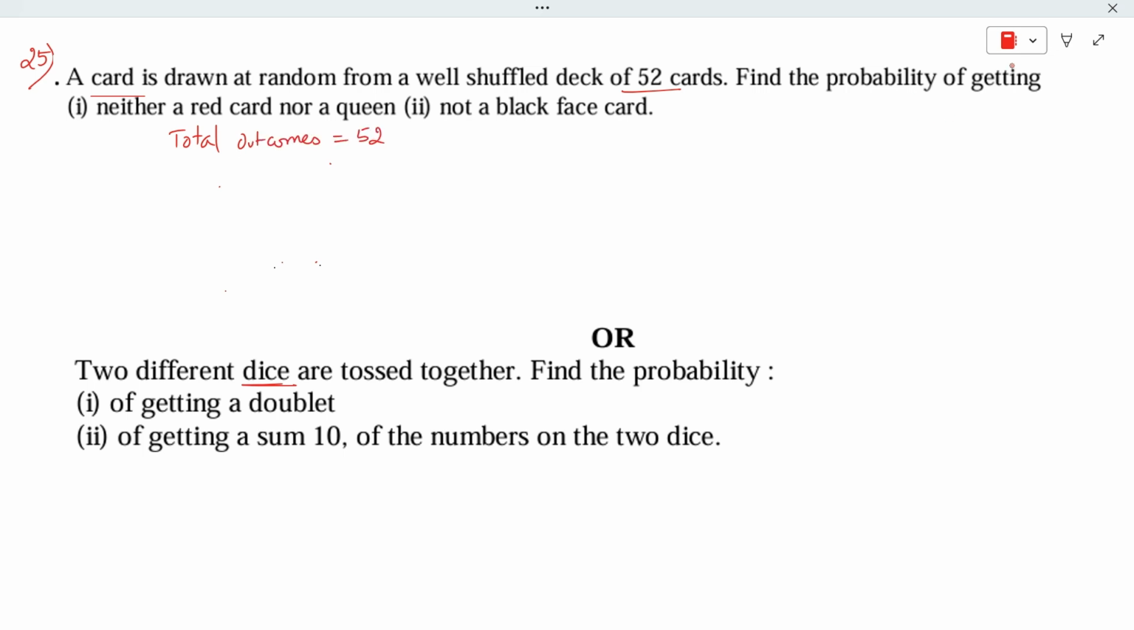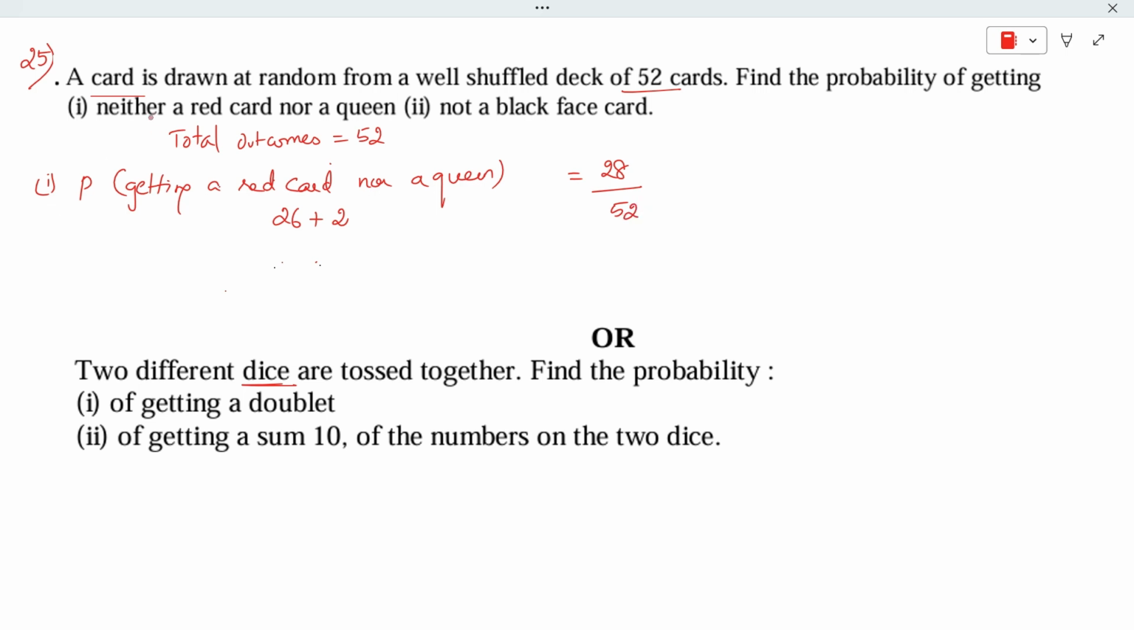Now, find the probability of, number 1, getting neither a red card nor a queen. What is the probability of first getting a red card? Getting a red card is 26, right? Red card is 13 hearts plus 13 diamonds, nor a queen. Other than the red queens, there are two more queens available in black. So it will be 28 by 52.